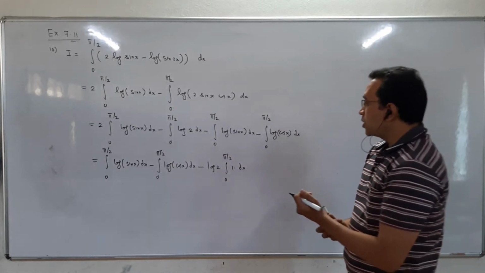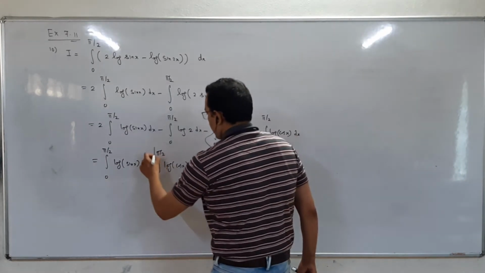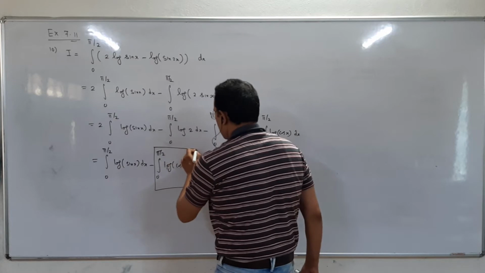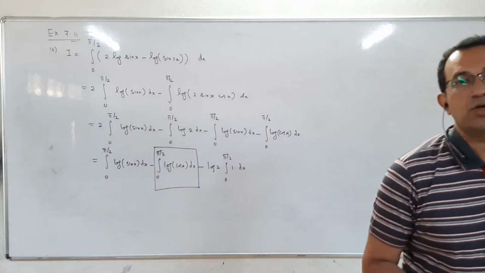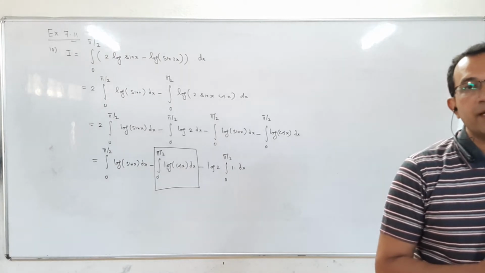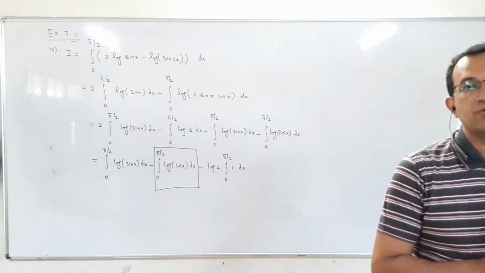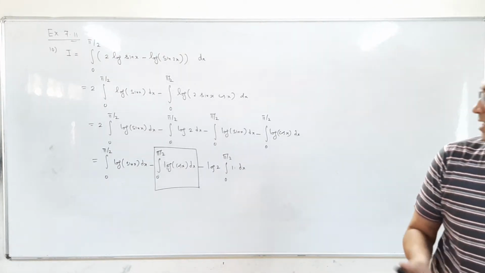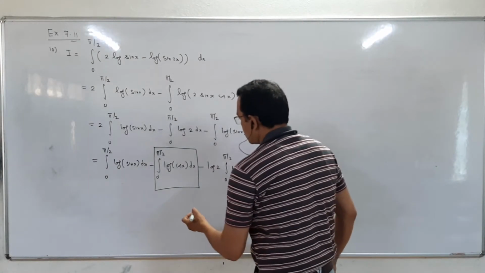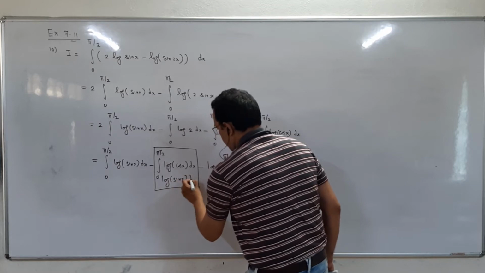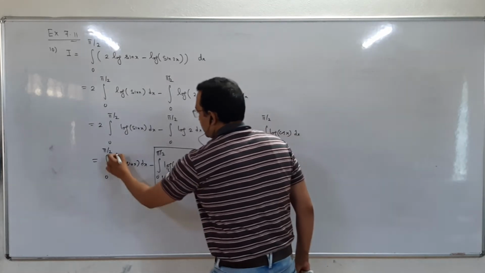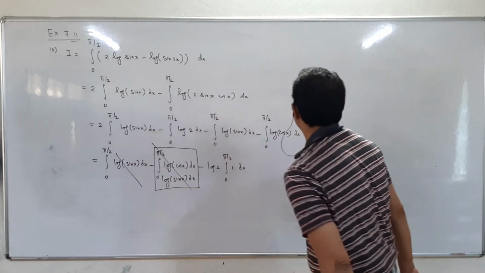Now here if I am going to apply the property integration 0 to a f(x) dx is integration 0 to a f of a minus x dx, cos of pi by 2 minus x will become sin x. So this will change to log sin x dx. That step I am not writing. So definitely this 2 gets cancelled.